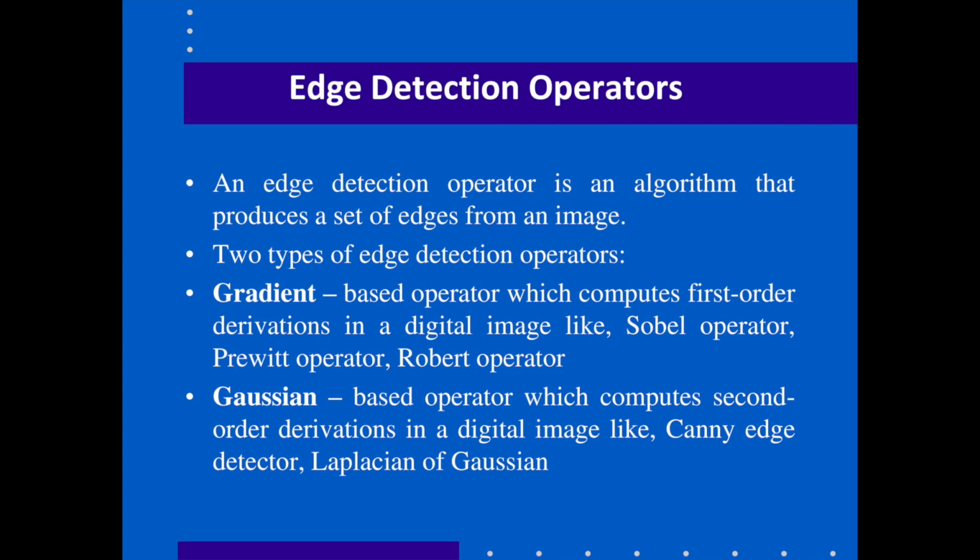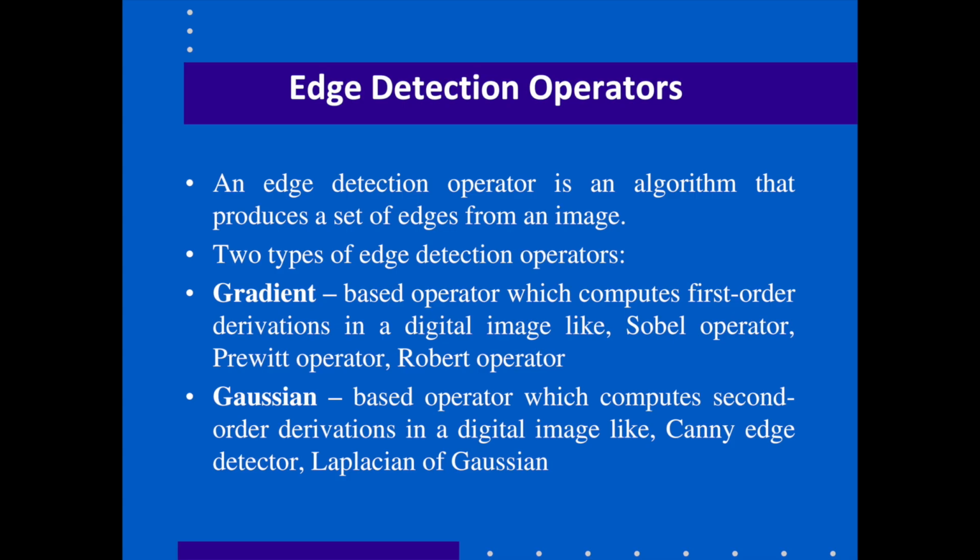Now we can see the edge detection operators. An edge detection operator is an algorithm that produces a set of edges from the image. There are two types of edge detection operators. The first one is gradient based and the second one is Gaussian based.